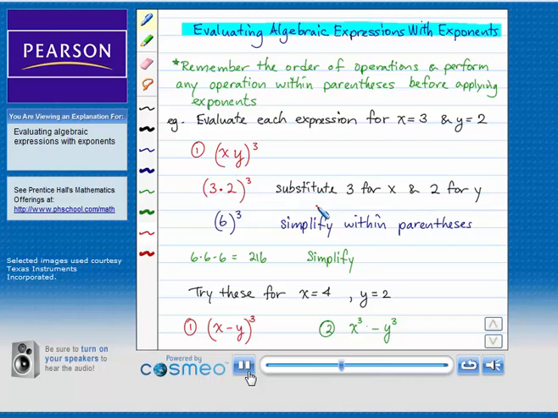Right. Then remember that I need to do the portion within the parentheses first. So 3 times 2 is 6. Then lastly I can take 6 and raise it to the third power. So 6 times 6 times 6 is 216.